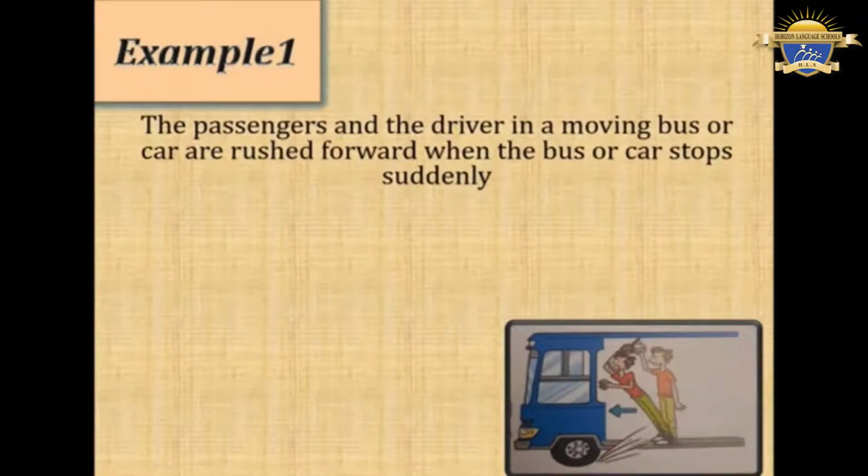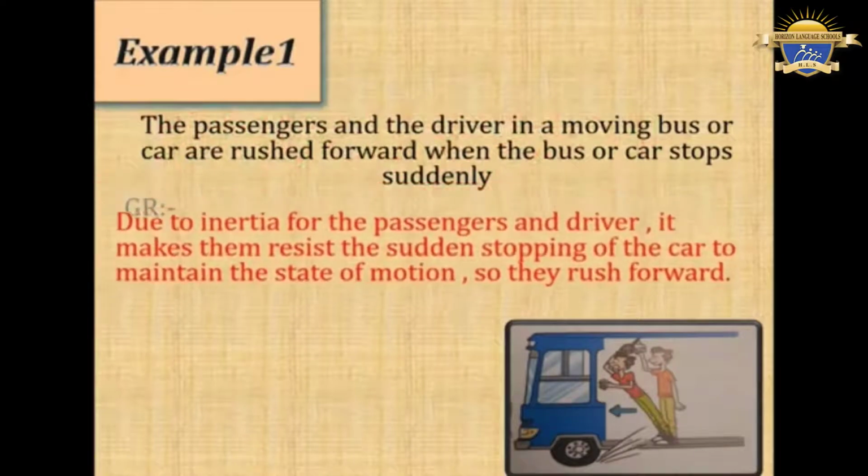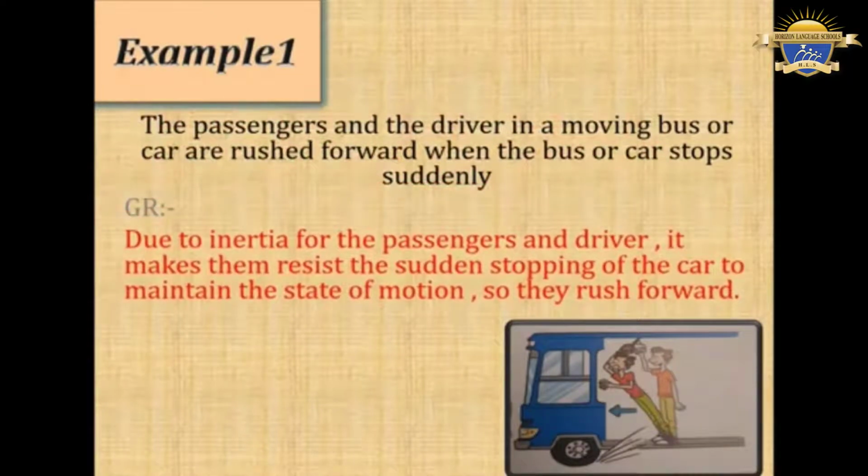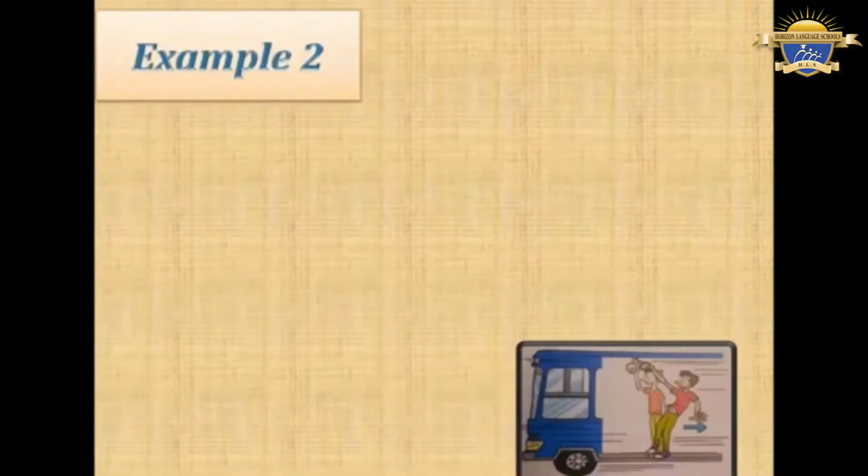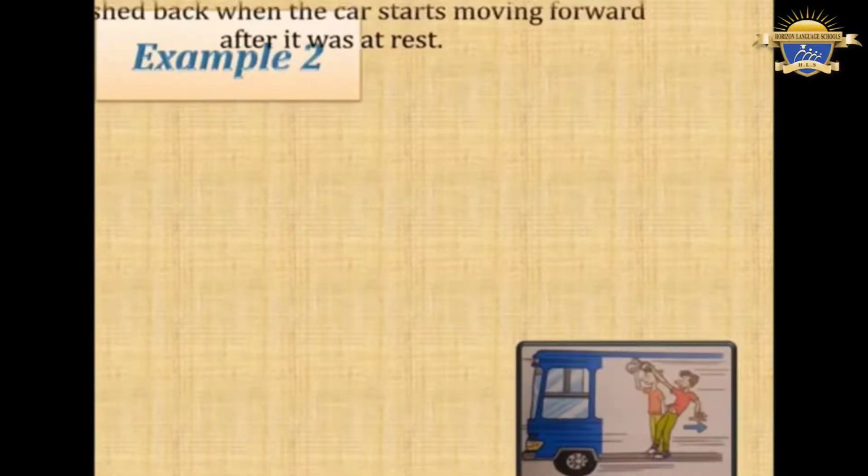Example number one, the passengers and the driver in a moving bus or car or any other vehicle are rushed forward when the bus or car stops suddenly. Why? Due to inertia for the passengers and the driver. It makes them resist the sudden stopping of the car to maintain the state of motion, so they rush forward.